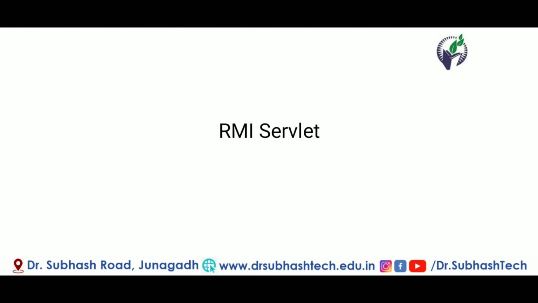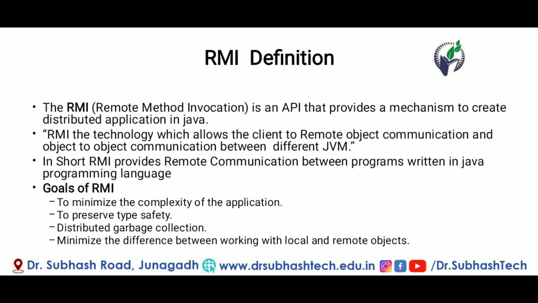So RMI is one of the technologies to conduct distributed computing. First of all, what is RMI? RMI is an API that provides a mechanism to create distributed applications in Java. This is the basic API which provides distributed computing, and it is also used to build distributed applications when you use Java.